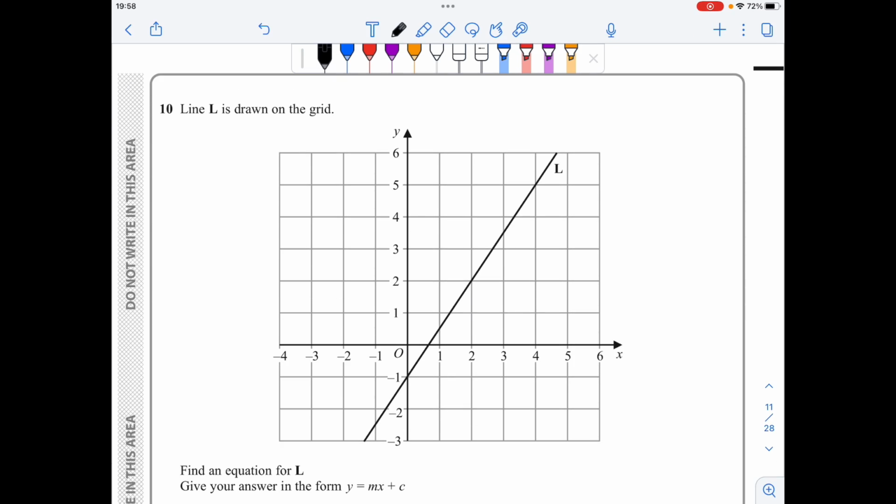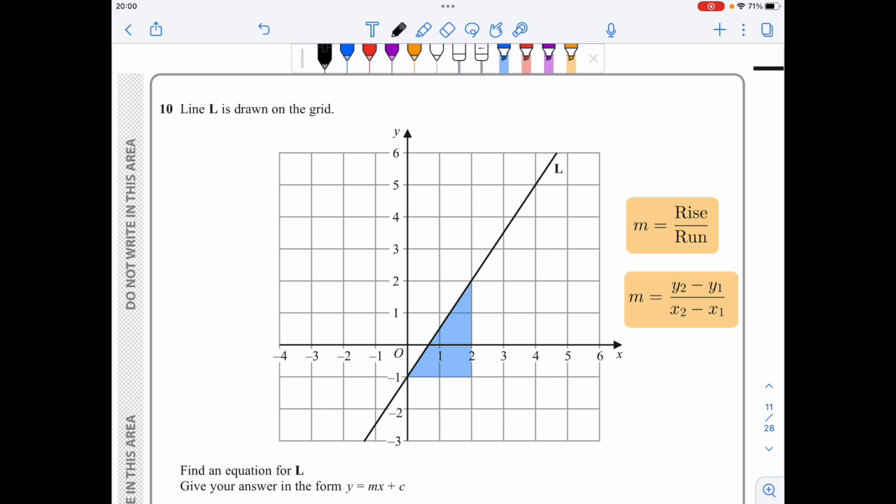For question 10, you need to find the equation of this line. Note that the y-intercept is the point where the line cuts the y-axis. In this case, it is minus 1. So all we need to do is find the gradient. Now, you can either use a right-angled triangle with hypotenuse on the line, like this one, and then use the formula gradient equals rise over run. Or take 2 points on the line and use the following formula.